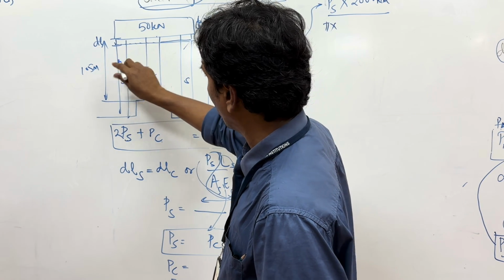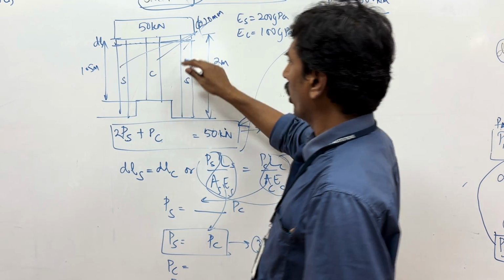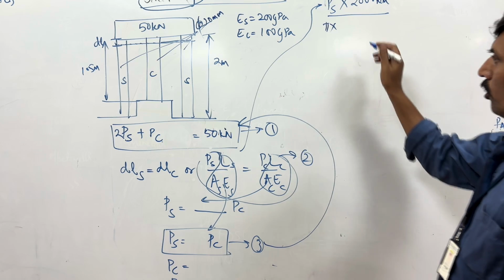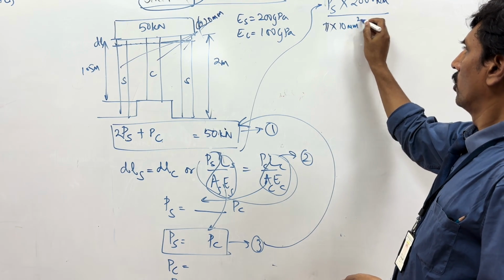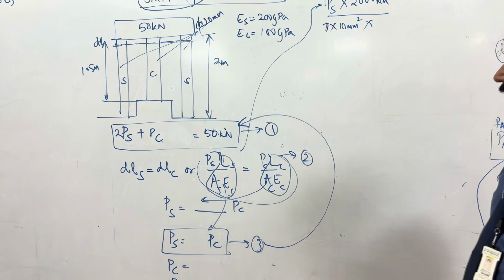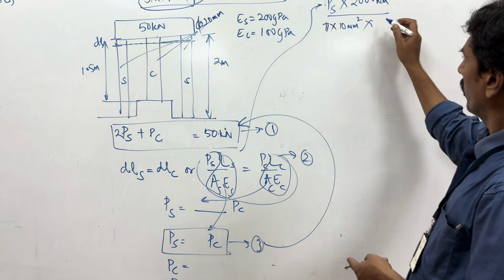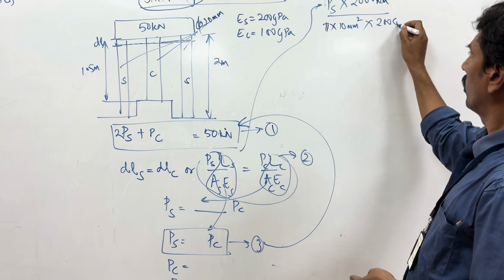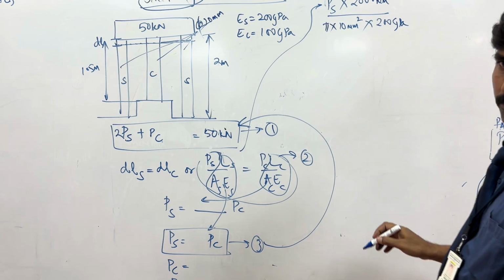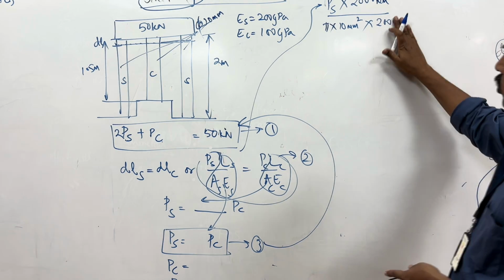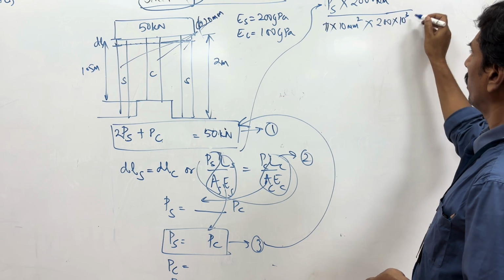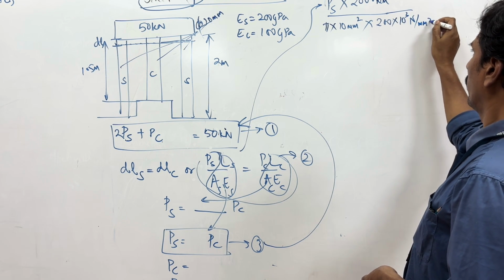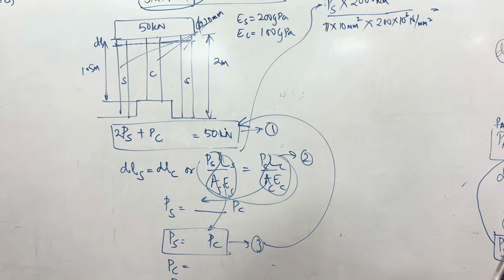All of these rods, steel and copper, are 20 mm in diameter. So 20 mm is the diameter, 10 mm is the radius, and pi r square is the area. Young's modulus of steel is 200 GPa. 200 GPa is what? 200 into 10 to the power of 3 Newton per mm square. So that is the value.